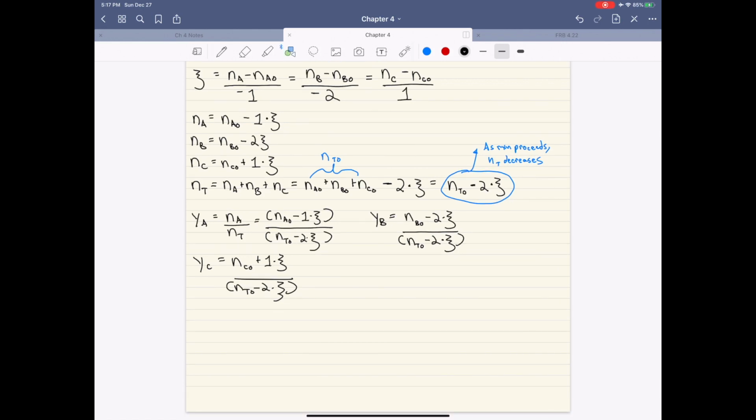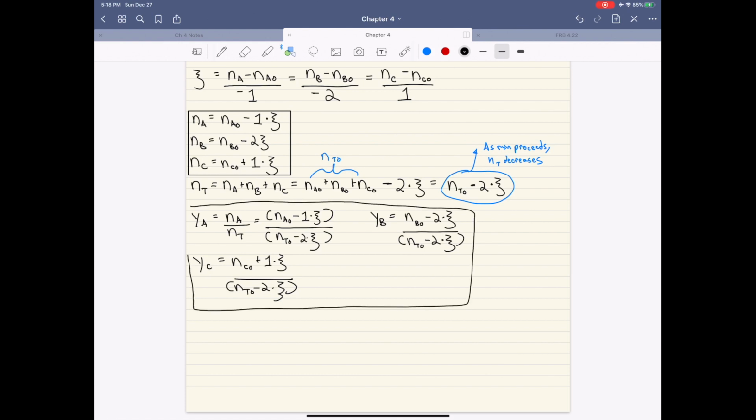Okay, so we figured out the mole fractions, and we also figured out the total number of moles for each species. So I'm just going to box them in here. All right. Okay, now for the most part we have most of part B done, but part B also asks us for one more thing. It wants us to figure out what the extent of reaction would be at equilibrium.